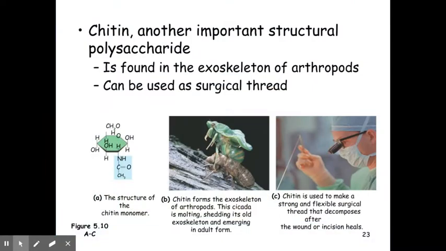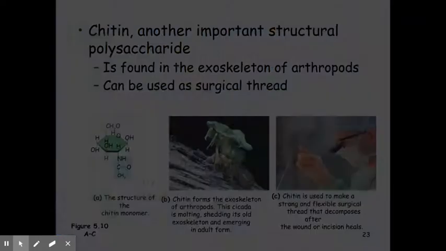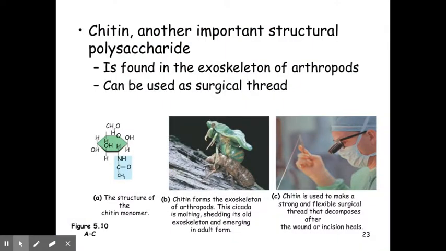The other structural carbohydrate is called chitin, and where we find this is in the exoskeletons of insects. When you step on a bug, you might notice that crunch. That crunch is actually the chitin exoskeleton. It's really strong. So this would be another example of a structural carbohydrate.